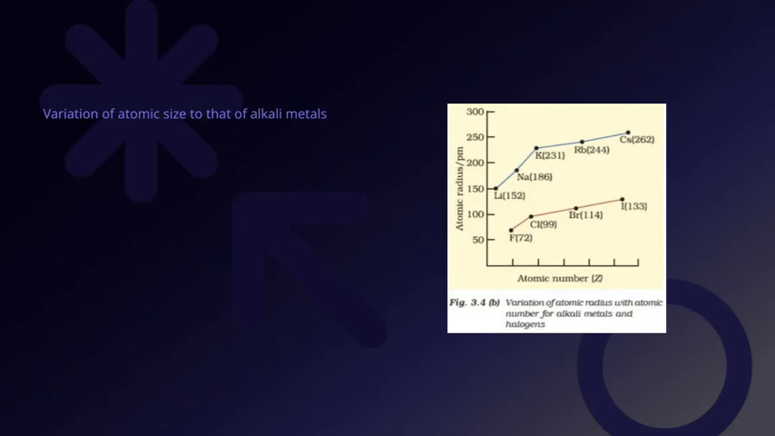Now, let's take a closer look at how the atomic size varies in relation to alkali metals. As we move down the group, you'll notice that the atomic size increases significantly. This is mainly because additional electron shells are being added, which makes the atoms larger. Alkali metals are known for having relatively large atomic radii compared to other elements. This trend is important because it influences the physical and chemical properties of these elements, such as their reactivity and how they interact with other substances.